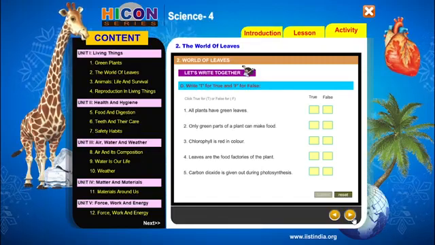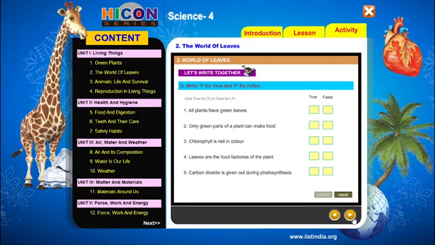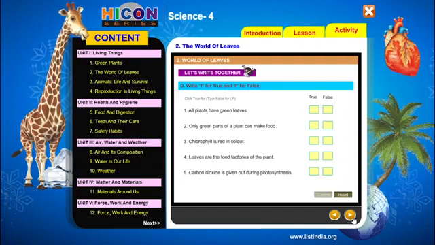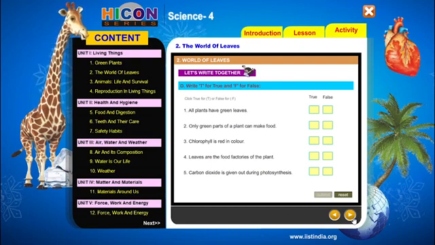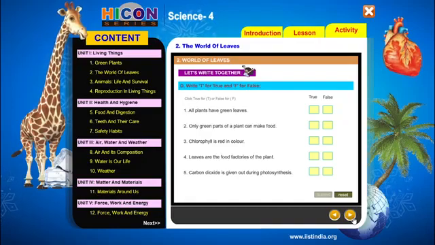No. Some plants like crotons do not have green leaves. Crotons especially have some yellow, some red, some white leaves. That's why all plants do not have green leaves. So the first sentence is wrong. So write F in the box given under false.